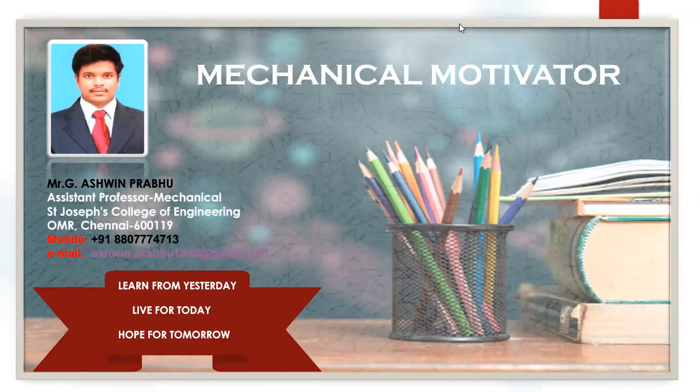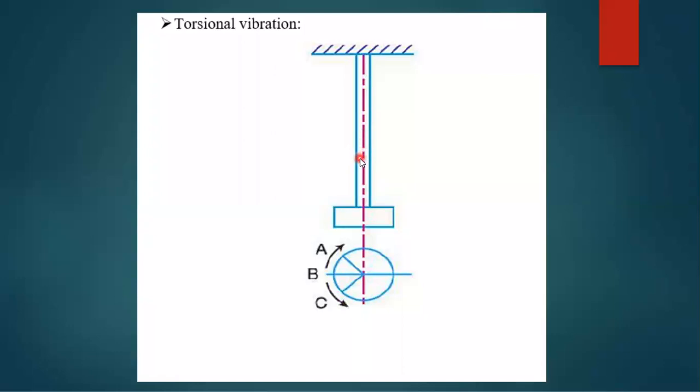So in this diagram, we can see a shaft. In this shaft, one end is fixed and at the other end, there is a disc or a rotor. So actually what happens here is when we rotate the rotor, there will be a twisting moment. It can be either clockwise or anti-clockwise. Due to this twisting moment, a torsional vibration occurs.